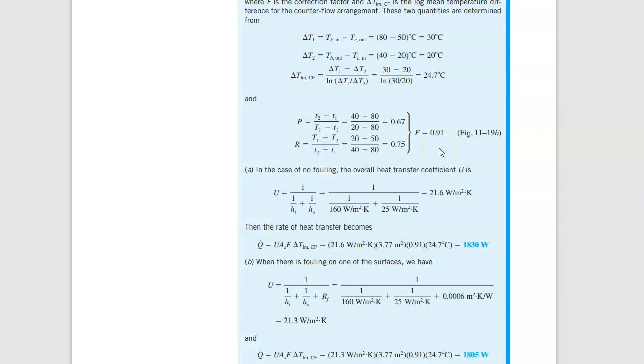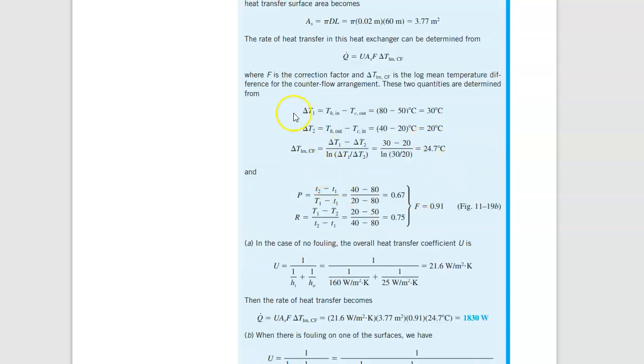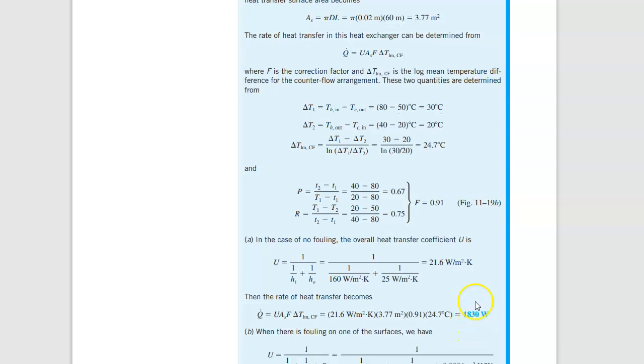And then by having this one, you then need to calculate T_LMTD. T_LMTD is delta T1 minus delta T2, and you got 24.7. Plug in everything, and you got Q equal to 1830 watts.